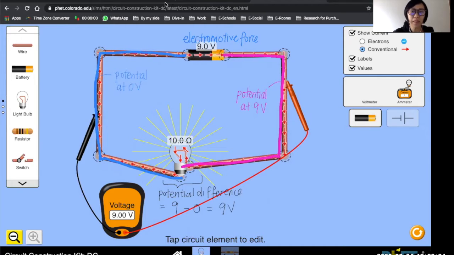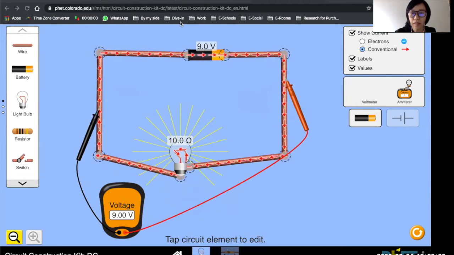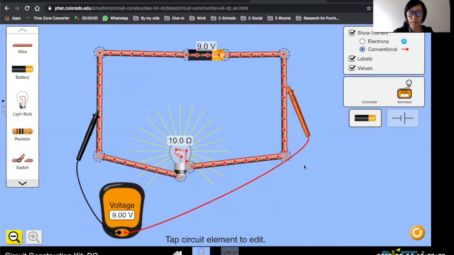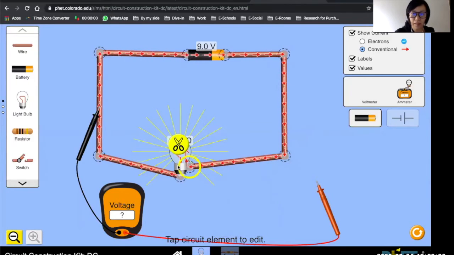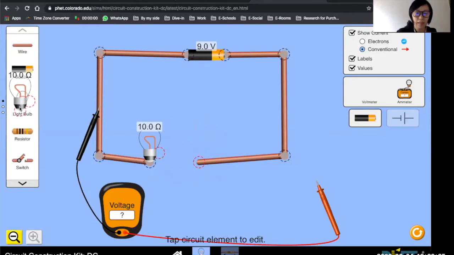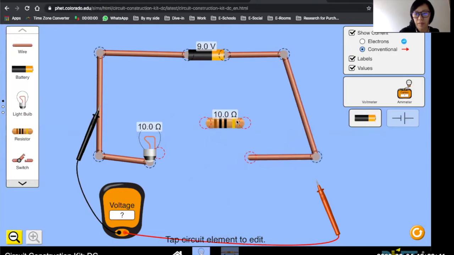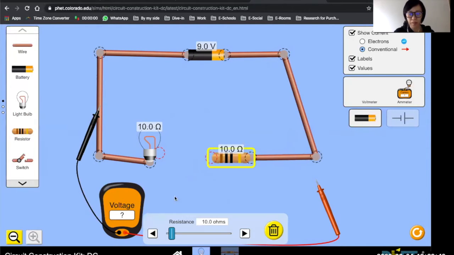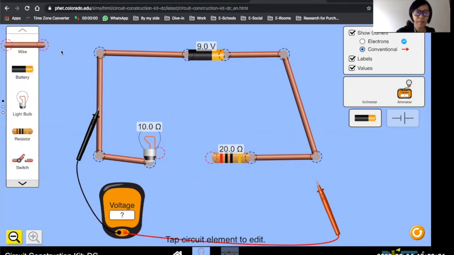Now, what happens if I have an additional light bulb? Okay, let's look at this. I'm going to disconnect this here, and I'm going to place another light bulb, or maybe a resistor. Okay, let's put another resistor, and I'm going to change the value of the resistor to, say, 20. And I'm going to close the circuit.